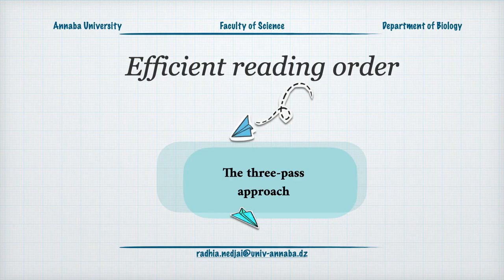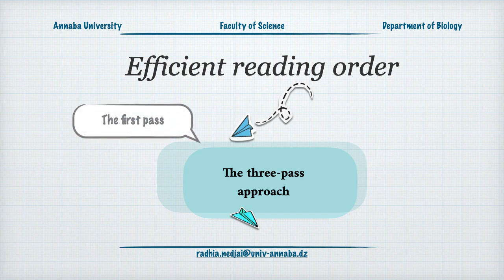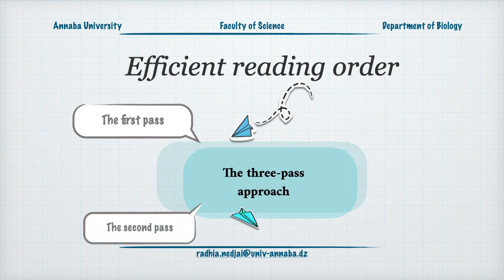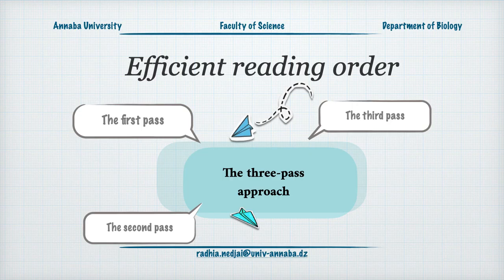Now, let's discover the three-pass approach, which is usually used for efficient reading of scientific articles. So, in this approach, there are 3 passes. The first pass gives us a general view of the article. The second pass helps us to understand the main argument and evidence. The third pass takes us into deep analysis, where we test assumptions and evaluate the strength of the work.